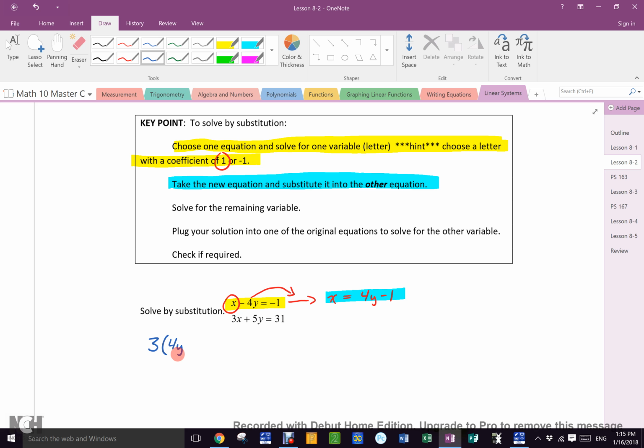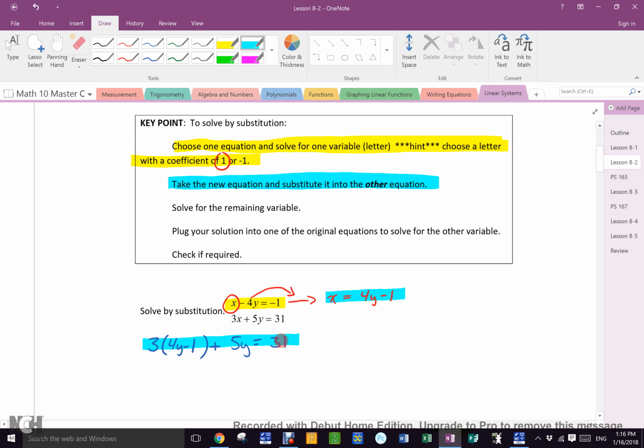Is everybody cool? Now, is that all still part of the blue step? We took the new equation, we substituted it into the other equation. Is that all blue step? Excellent. All blue step there, right?